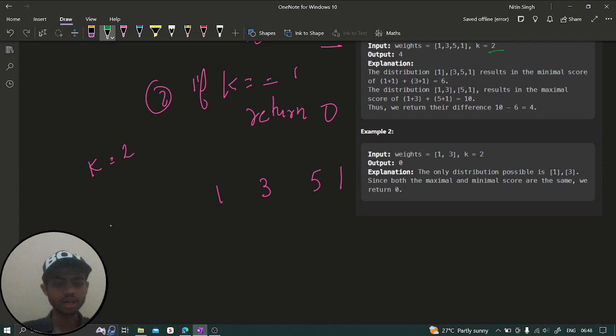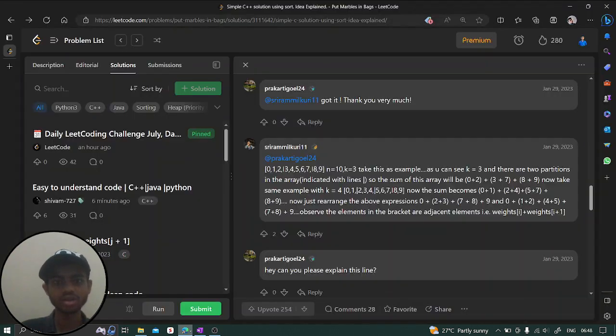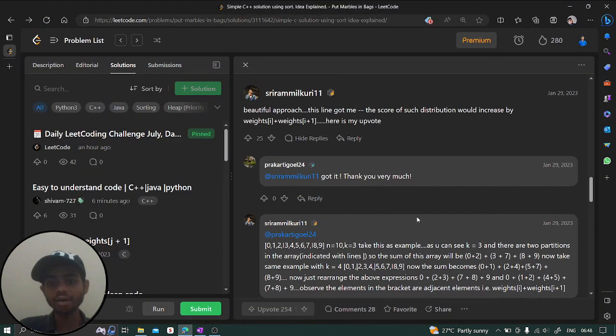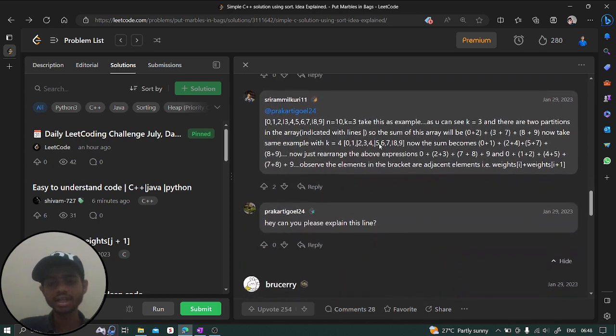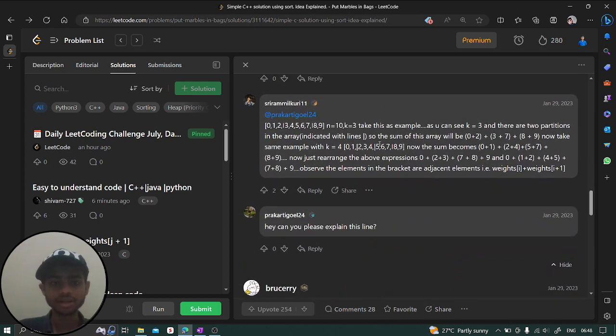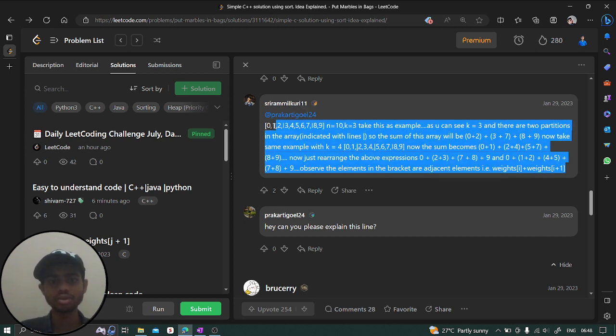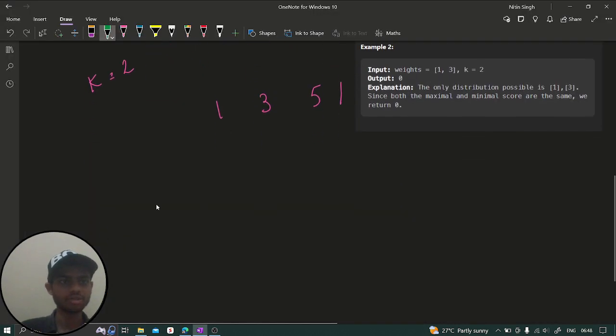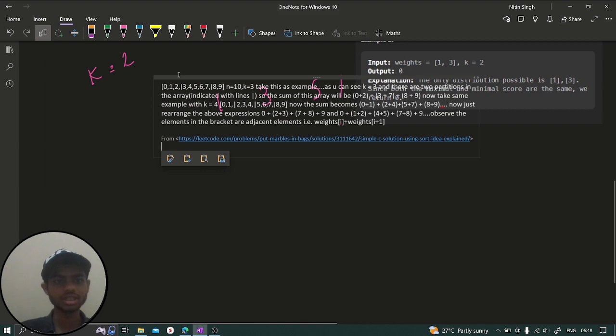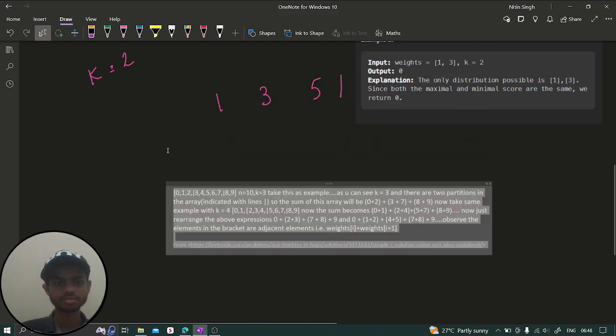Let me show you a discussion where I understood this. Here, in this example, we have 1 0 0, this particular part, let me just copy it. This is very important and very easy to understand, and if you understand this particular one, you can easily solve this problem. Let me write over here.